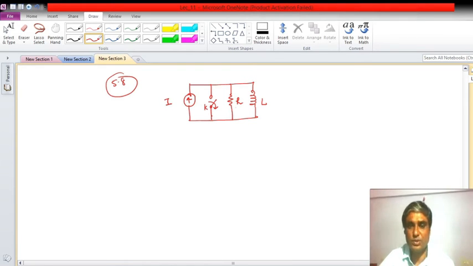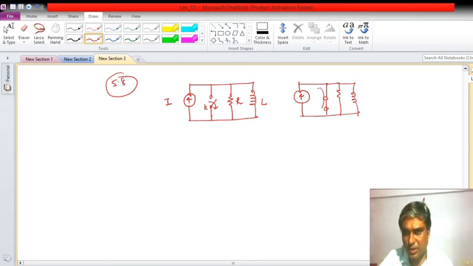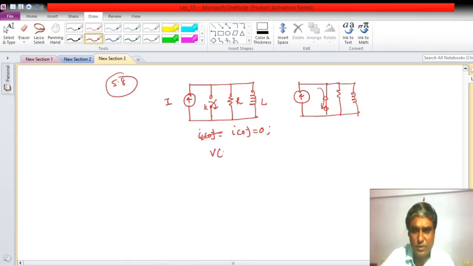So if this is the case, previously the switch has been connected. So if the switch has been connected, it looks like this. Short circuited, there is an R and there is L, so all the current will flow through it. So what will be the initial current? It will be I of 0 negative, which will be 0. Fine. So after switching, let me calculate V of 0 positive.